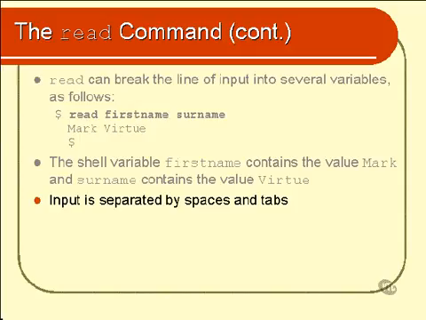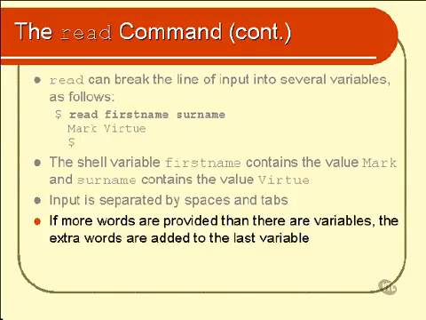And some final points about that. If the user happened to type in more words than there are variables to put them in, then the extra words are added to the last variable. Now we've actually already seen that. The very first example we saw was where we asked for a single variable called name, and I actually typed in mark virtue. In other words, I typed in 2 words in response to one variable request. And both names, or both words if you like, were put into the single same variable.